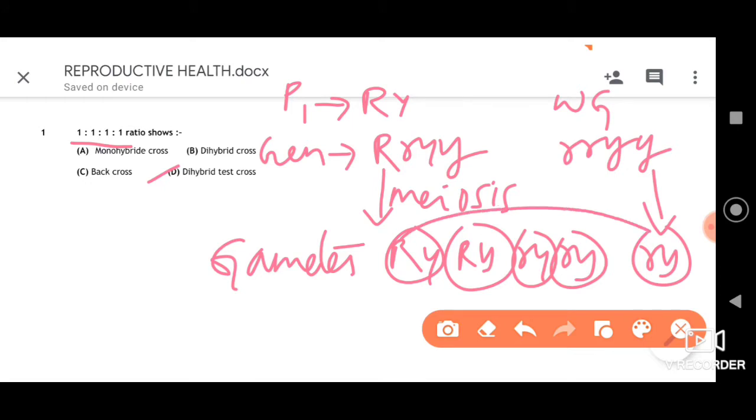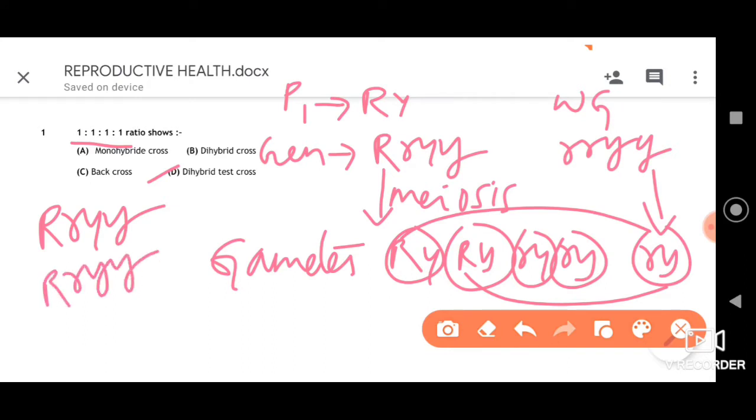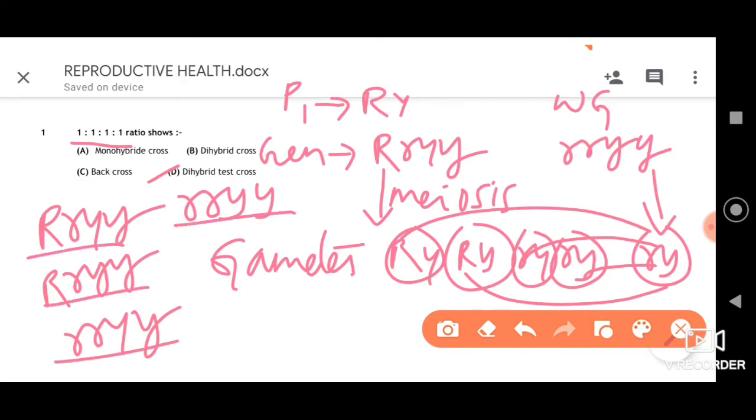The first one, when it crosses with small r, small y, we get capital R, capital Y, small y. The second gives capital R, small y, small y. The third gives small r, capital Y, small y. And lastly, the fourth gives small r, small y, small y. Like this, 4 phenotypes would be obtained: the first is round yellow, the second is round green, the third is wrinkled yellow, and the last is wrinkled green.